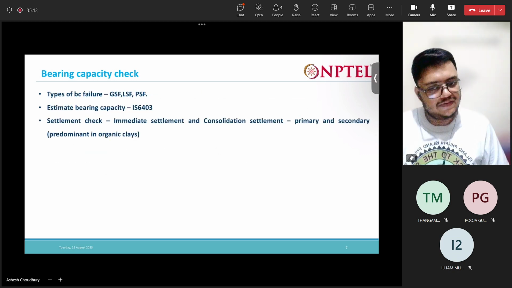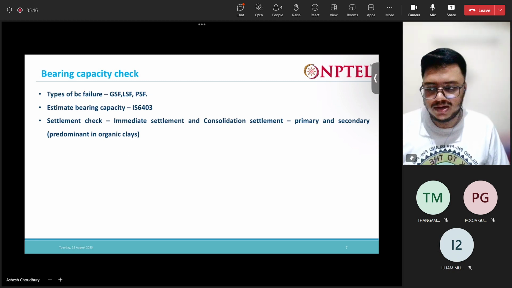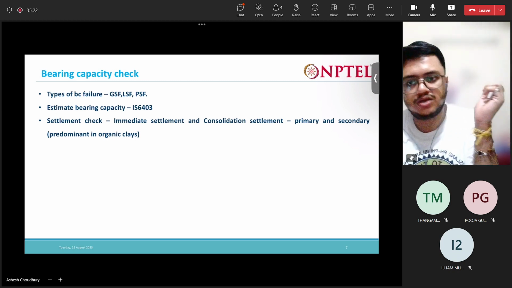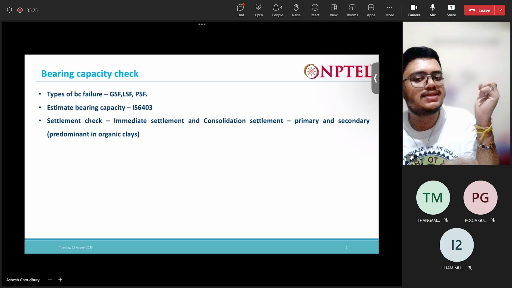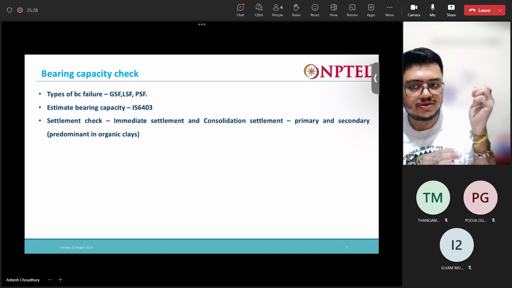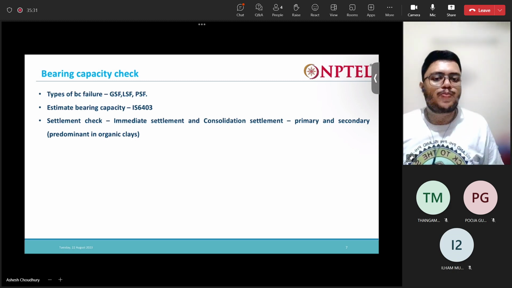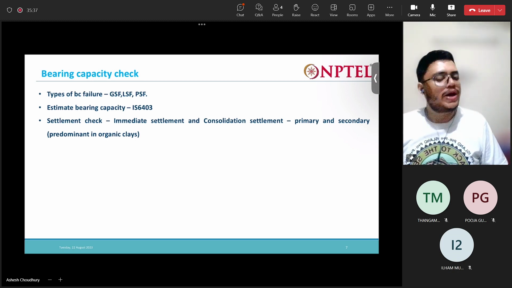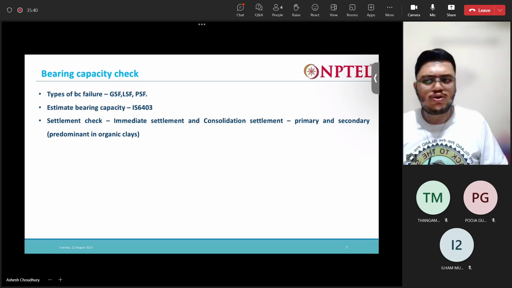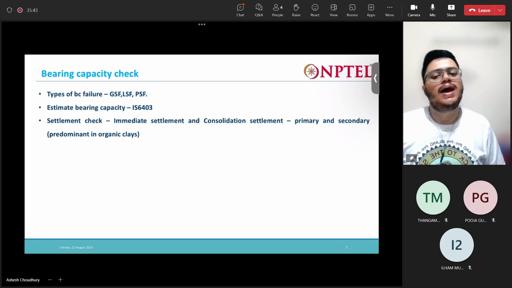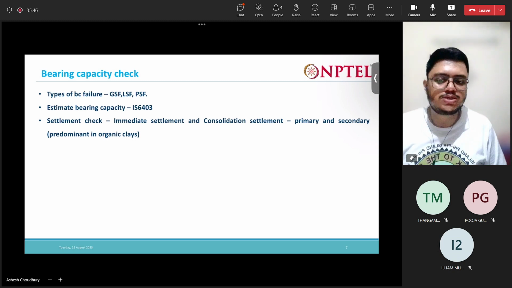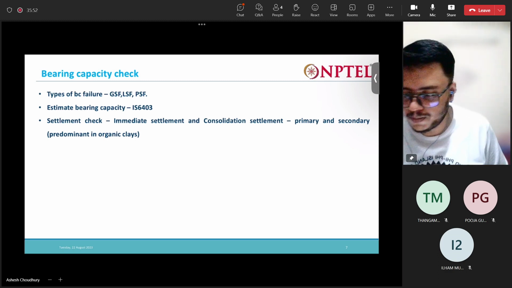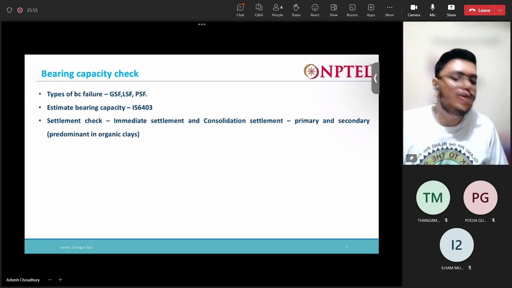Now, types of bearing capacity failure: first is the general shear failure, then we have the local shear failure, then another one is the punching shear failure. Generally for soils having phi greater than 36 degrees, we have general shear failure, where there is proper formation of the failure wedges. Then we have the local shear failure for phi values approximately between 20 to 36 degrees. And then we have the punching shear failure for very weak soils, where these failure surfaces actually do not develop at all.